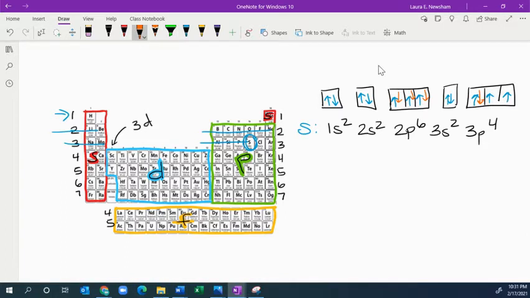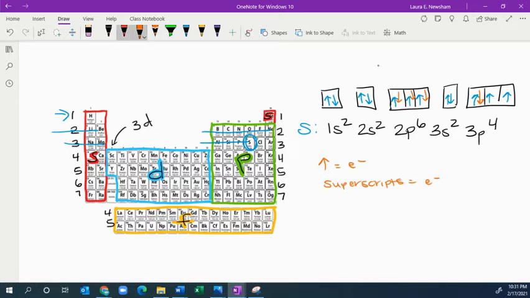Your number of arrows equals electrons. So again, your arrows represent electrons. Your superscripts are your electrons.